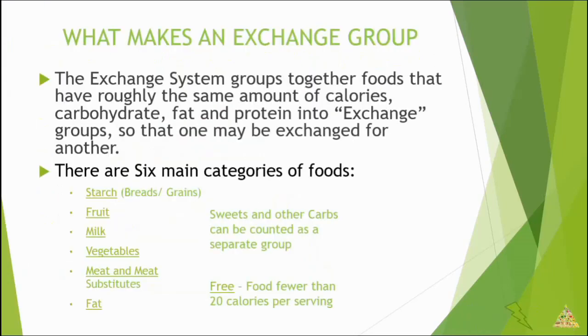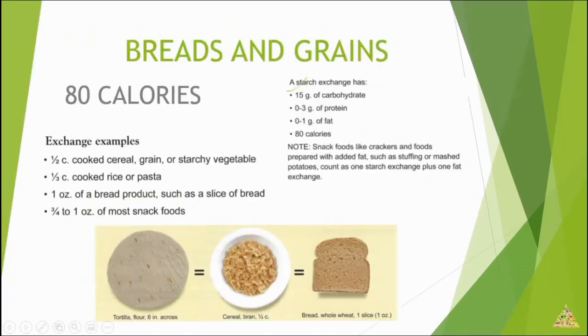So, the first thing we'll look at is the starch group. Most of us refer to the starch group as carbohydrates. The starch may also include other nutrients as well. The starch list includes cereals, grains, pasta, breads, crackers, snacks, as well as cooked beans, peas, and lentils. A starch exchange is 1 ounce.